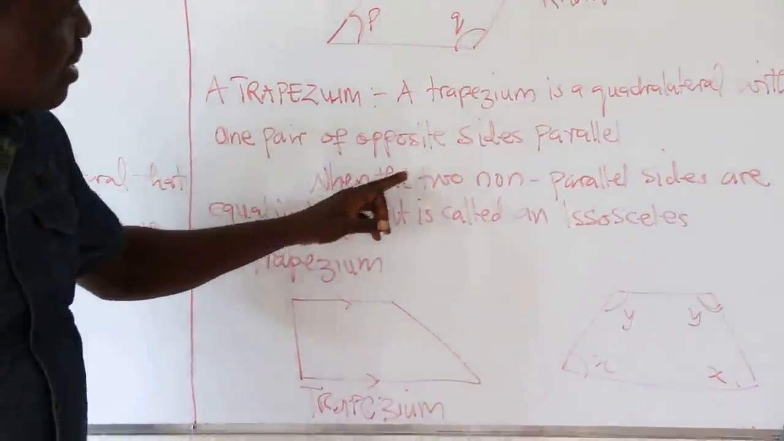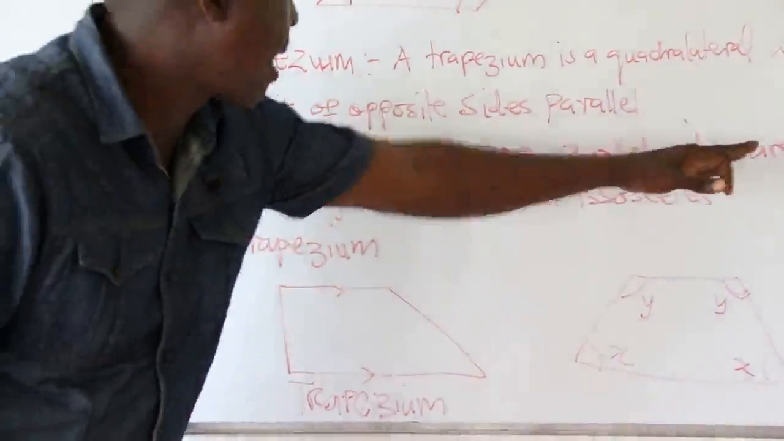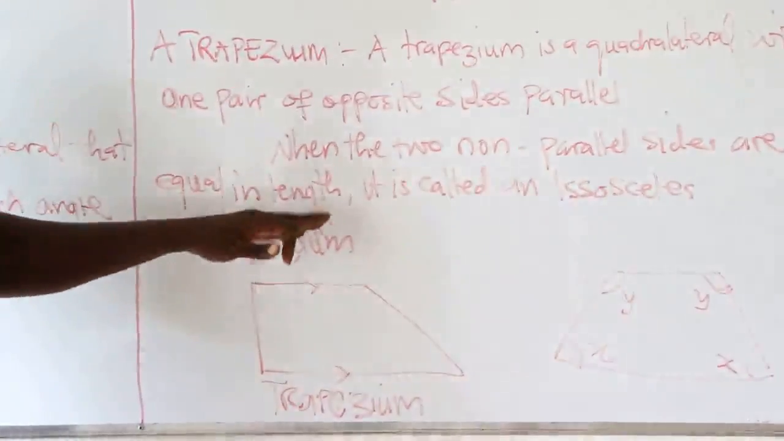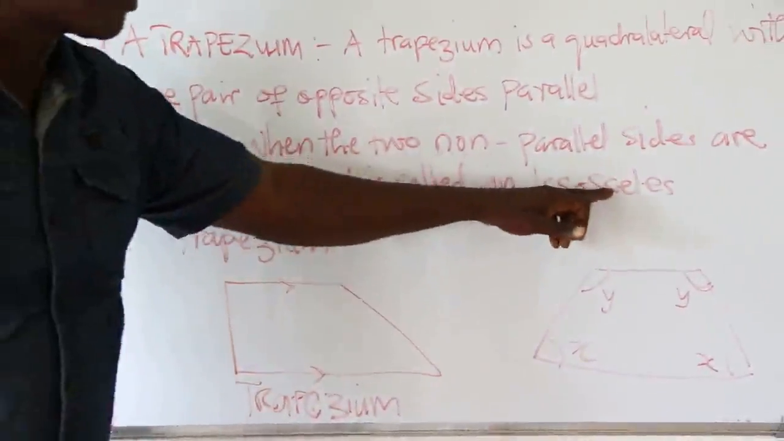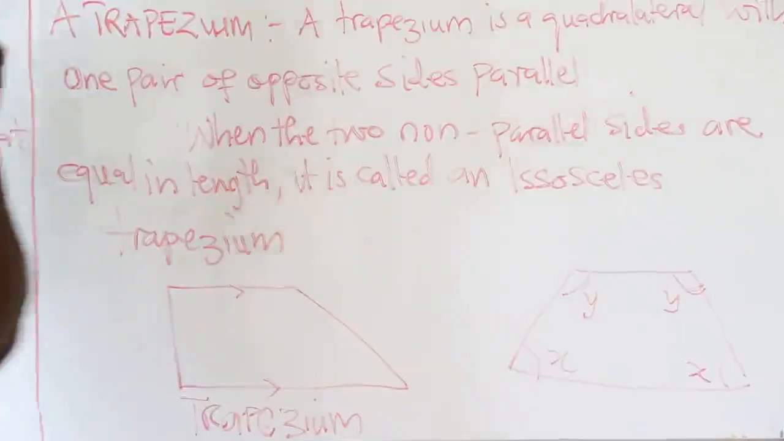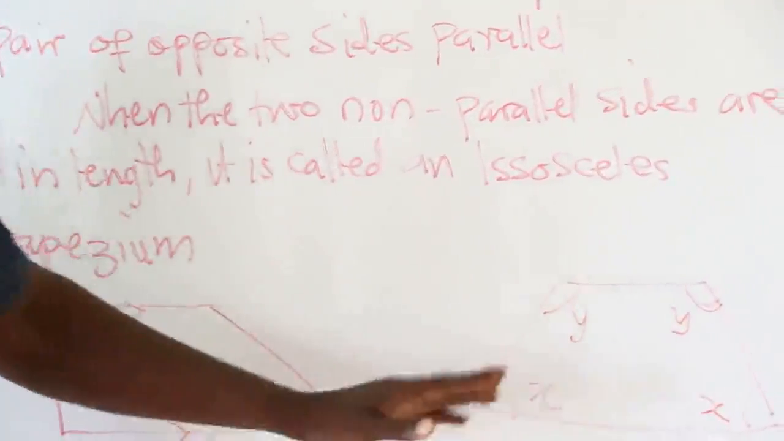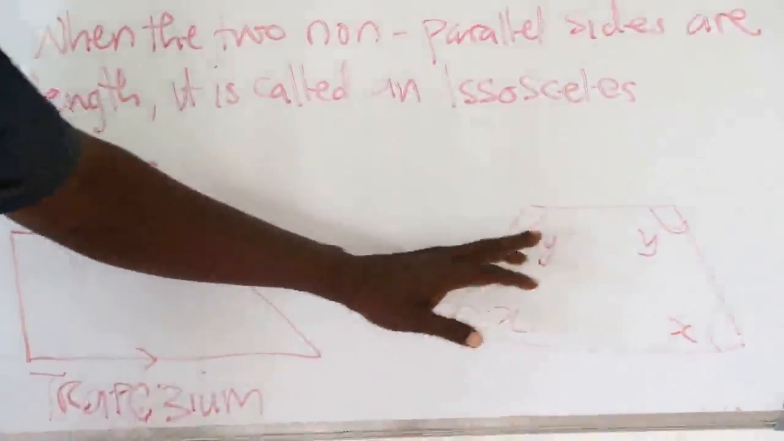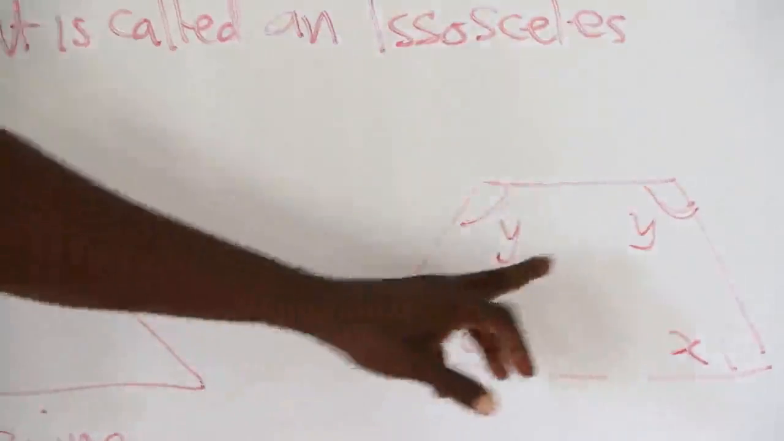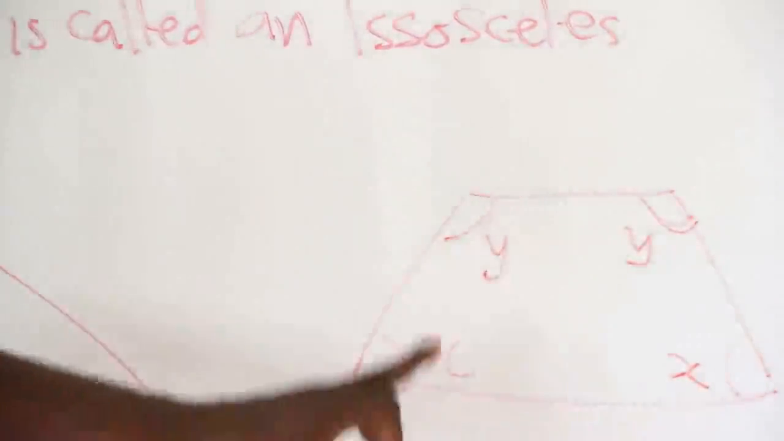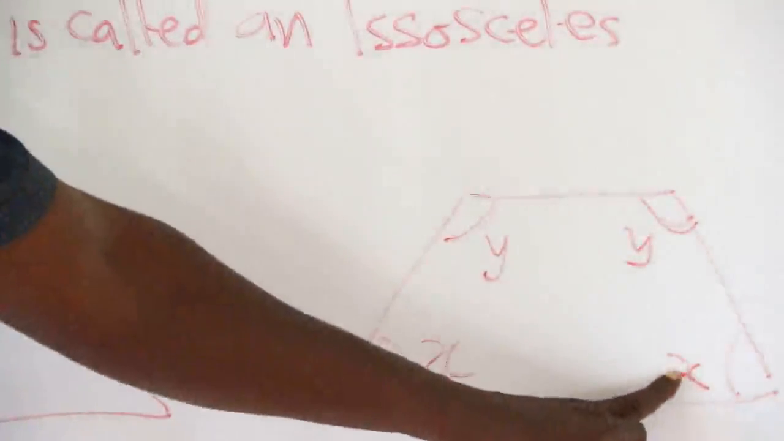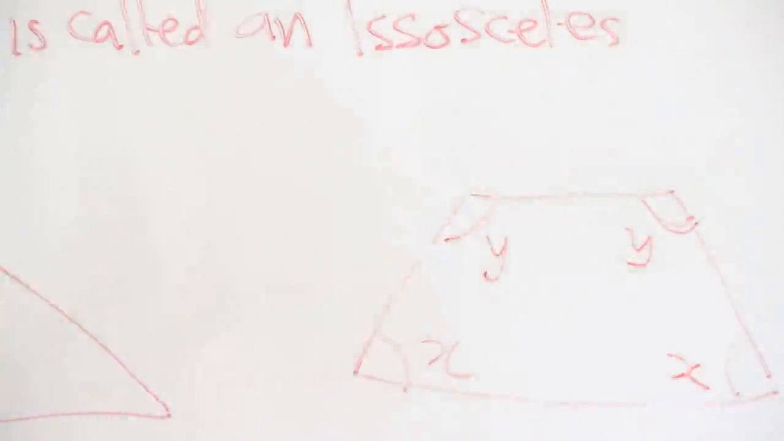When the two non-parallel sides are equal in length, it is called an isosceles trapezium. Now this is an isosceles trapezium. If you look at it, these sides are the non-parallel sides. But the angle here is equal to the angle here, and the angle here is also equal to the angle here.